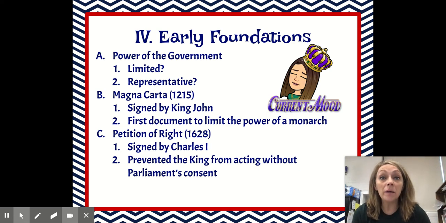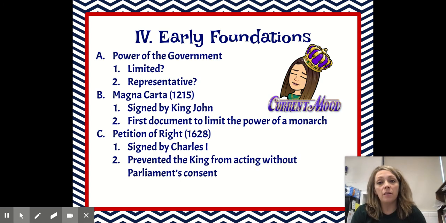We're going to be looking at some early foundations of American government and where we got the ideas that have come to form the foundation of our American system. So first of all, we have some questions that arise over the course of history about how much power the government should have. In American political history, we are under the assumption that the government should be limited in power, that there are certain things that the government should be able to do and certain things that they shouldn't be able to do. And if they try to do the things they shouldn't do, then there's some sort of repercussion for it.